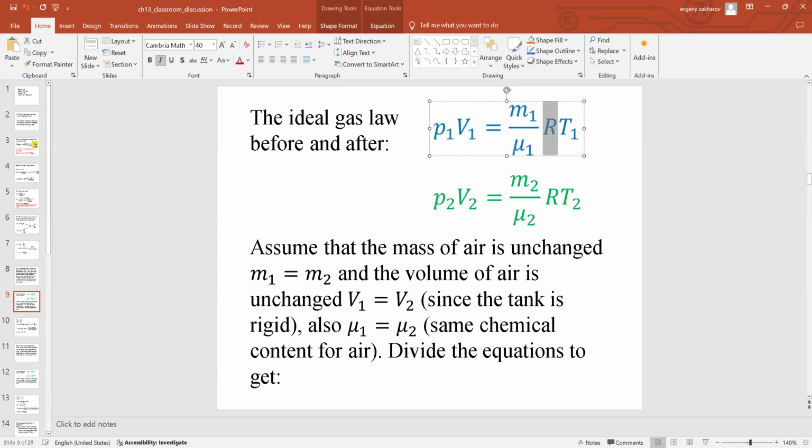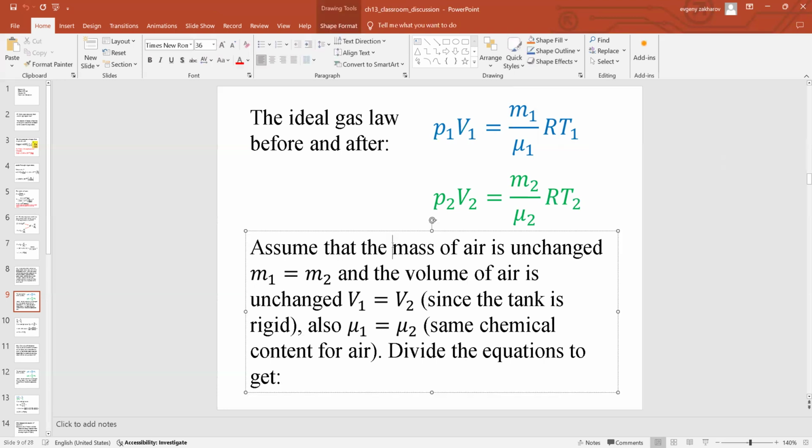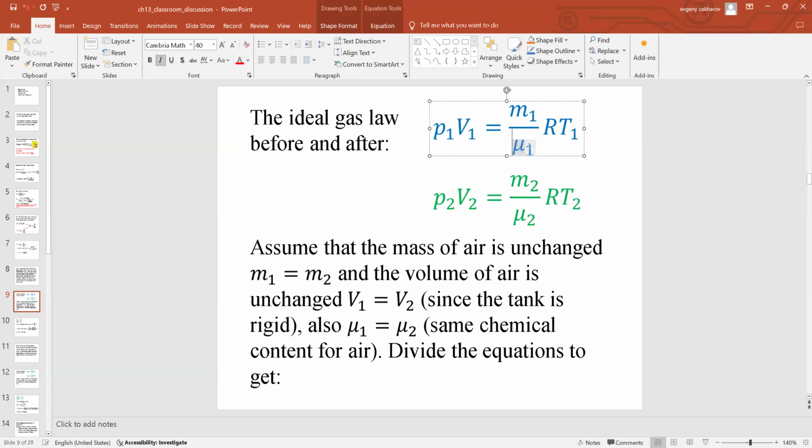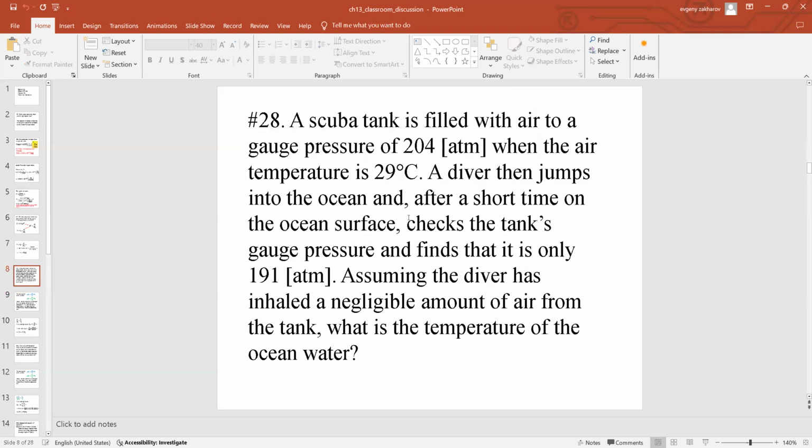And don't forget that R is also called a constant. That means it doesn't change. So you're technically just doing the ratio between P1V1 and P2V2. And on the other side, it's going to be the ratio of temperatures, but of course in degrees Kelvin. So mass is unchanged. The gas is the same air, so mu1 is mu2. And the volume of air is the same. It's the same scuba tank.